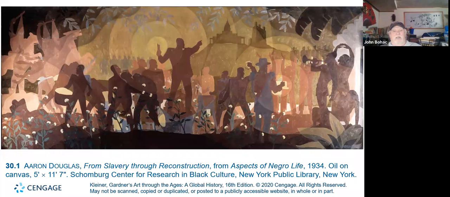And I got another Aaron Douglas too. He does a lot of work, and we get some of the fracturing of the light here. This is from slavery through Reconstruction, from Aspects of Negro Life. At the time, I know this comes up a lot, Negro was a polite term. We don't use that word anymore. We use blacks or African Americans.